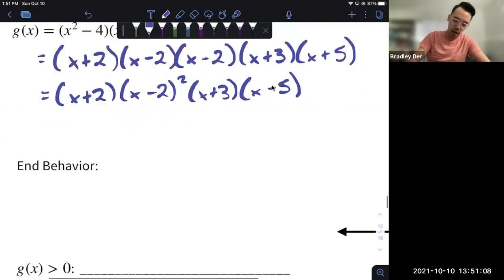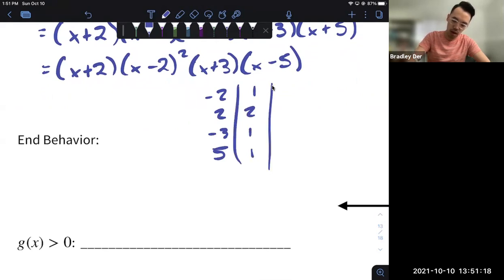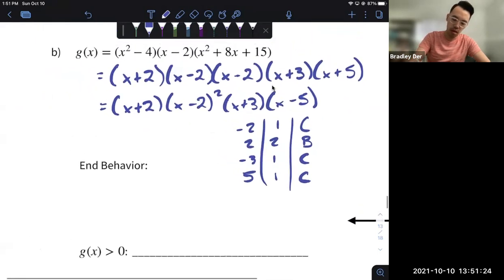Right, and then breaking down roots and multiplicities, -2, 2, -3, and 5. Multiplicities of 1, 2, 1, 1. So cross, bounce, cross, cross. All right, I can see right here that there are 5 roots in total, right? 1, 2, 3, 4, 5. Even though we have 4 numbers, we're using 2 twice, so that's 5 in total.